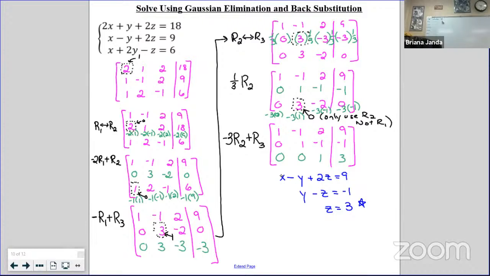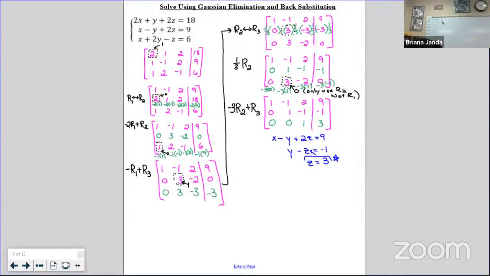I now do back substitution. And so I take the fact that z equals 3 and we sub that in for the z in the equation above it. So I have y minus z, which means y equals 2. And now I have 2 out of the 3 variables. Z is 3, y is 2.